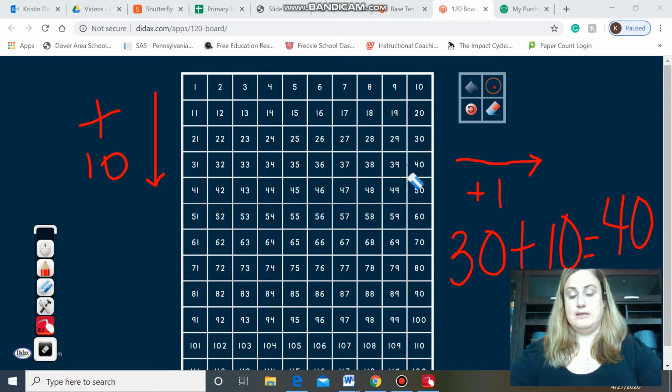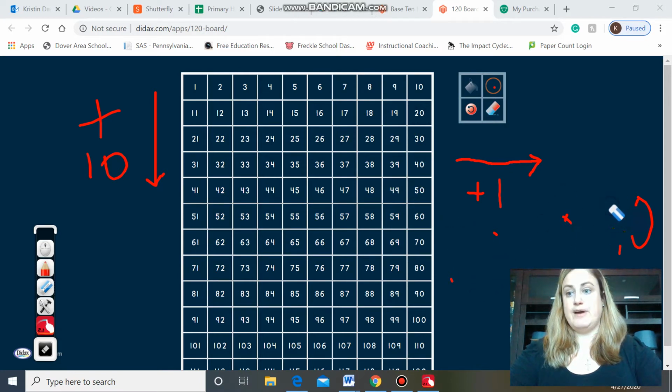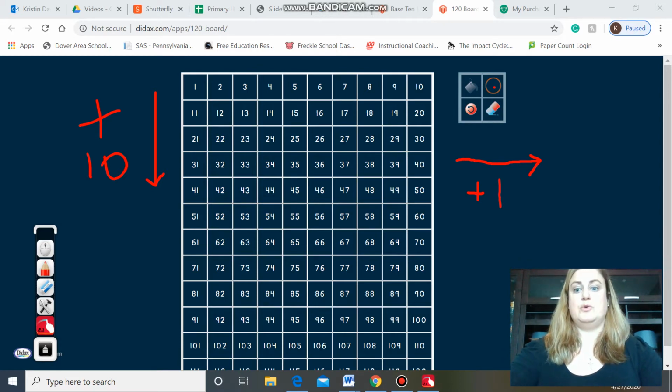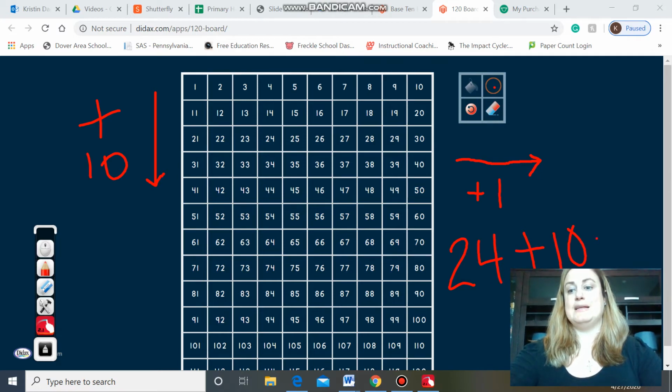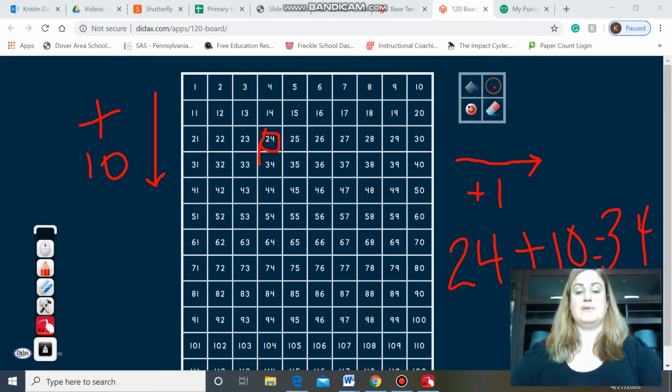All right, I can do the same thing. Let's erase that. If I have a number like 24, if I say 24 plus 10, okay, so I'm going to find 24. So here's my 20s row, 21, 22, 23, 24, plus 10. I'm going to go straight down, only 1 because that's 10. So then my answer is 34. Okay, so that's just adding 10.